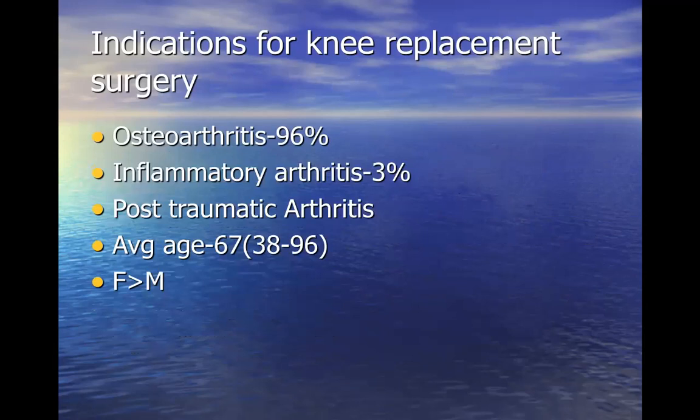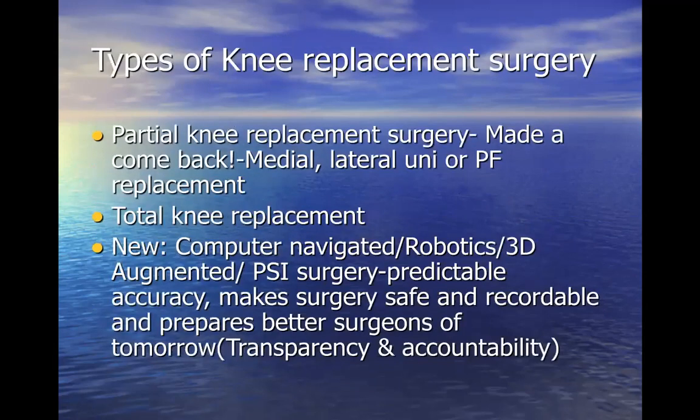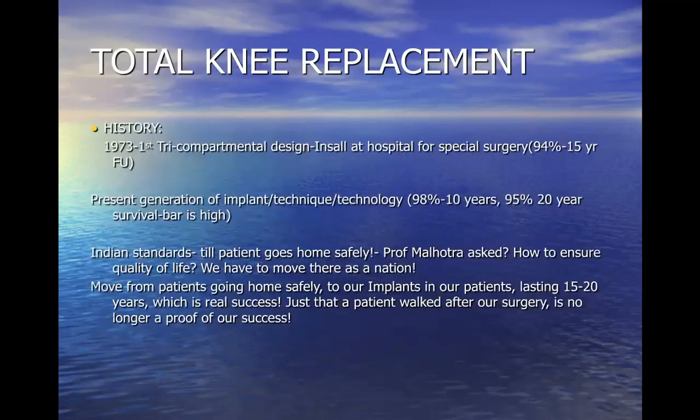So we all know about the indications for knee replacement surgery. We know the types of knee replacement surgery. I just want to focus on the newer concepts, that is computer-assisted surgery, 3D augmented surgery, PSA, and robotics. What are they achieving? They all lead to predictable accuracy, make surgery safe and recordable, and prepare better surgeons of tomorrow, because transparency and accountability is very important in medical practice.